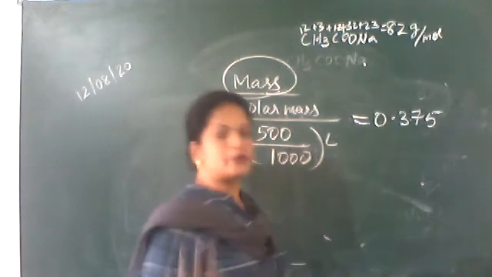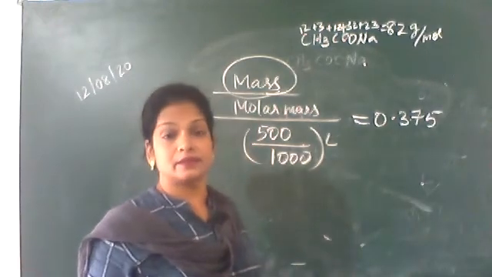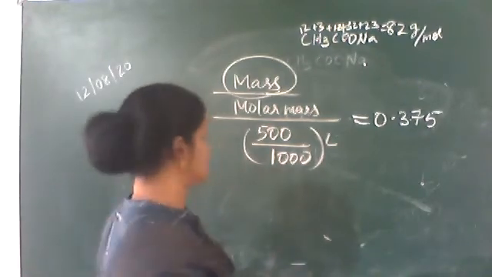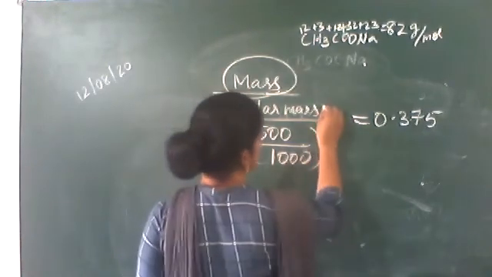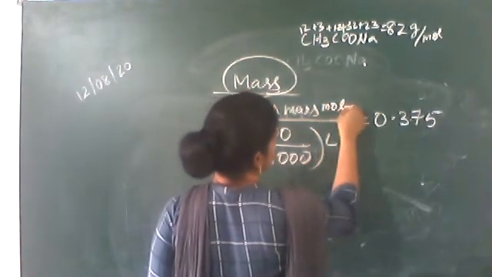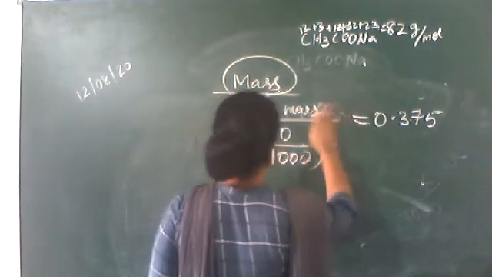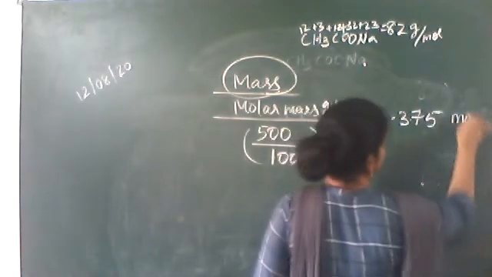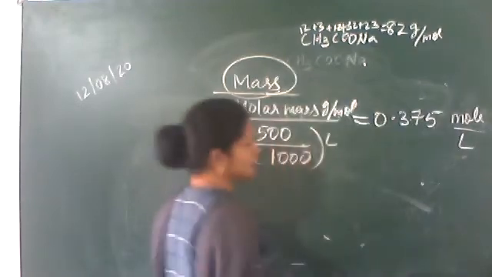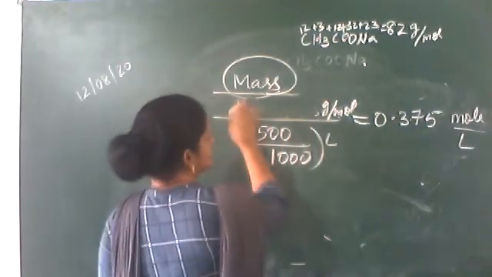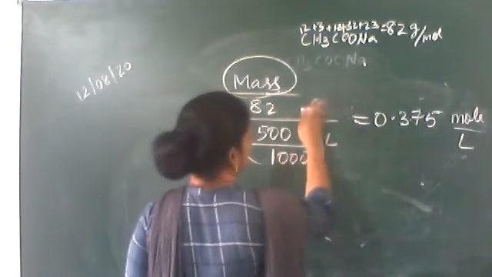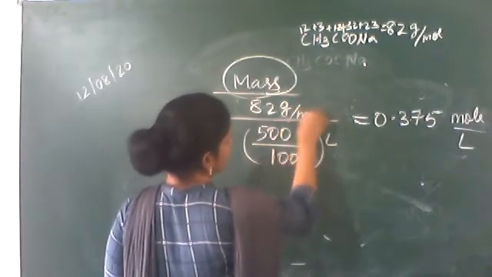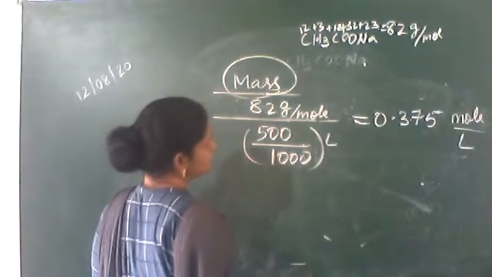The quantity you have to calculate, do not write its unit. The unit will be deduced from this calculation. Molarity is moles per liter. This is moles. This molar mass is grams per mole. Moles per liter. So the molar mass is 82 grams per mole.